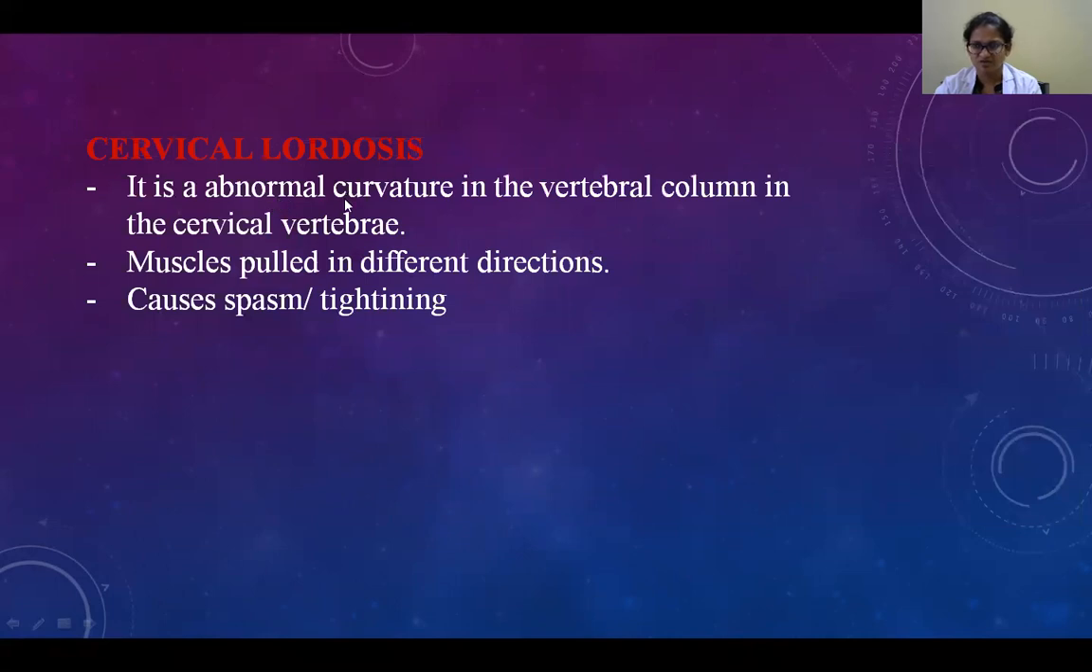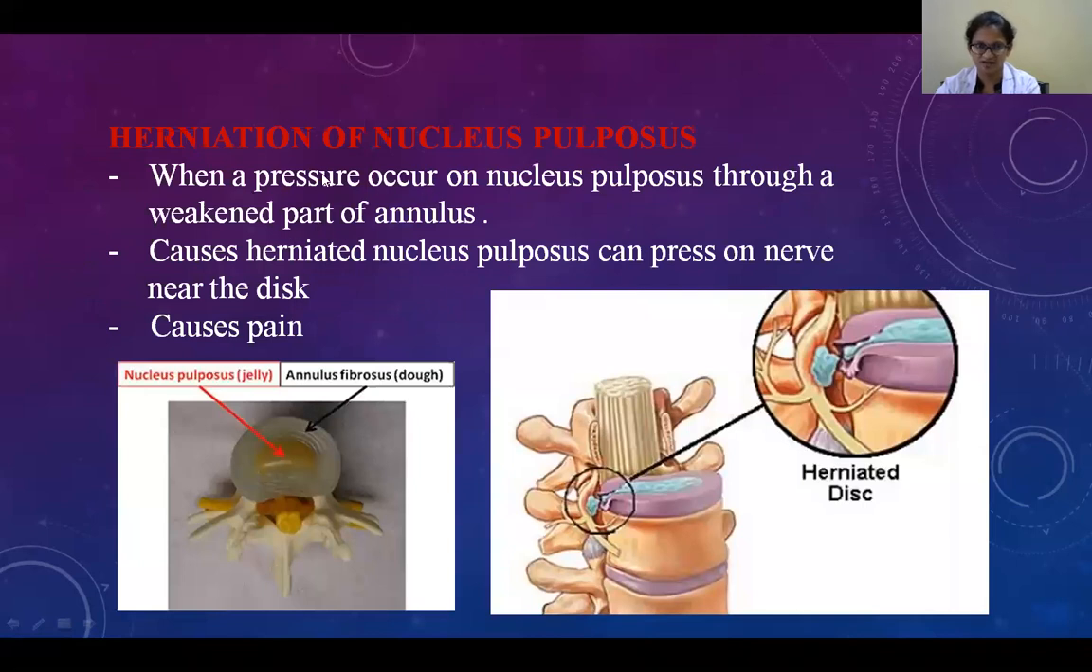Next, coming to lordosis. Lordosis is an abnormal curvature in the vertebral column. It mainly occurs in the cervical region and lumbar region. In the cervical region, it mostly occurs at the C1 and C2 levels. If there is any lumbar or cervical lordosis, muscles will be pulled in different directions, causing spasm and tightening of the muscles.